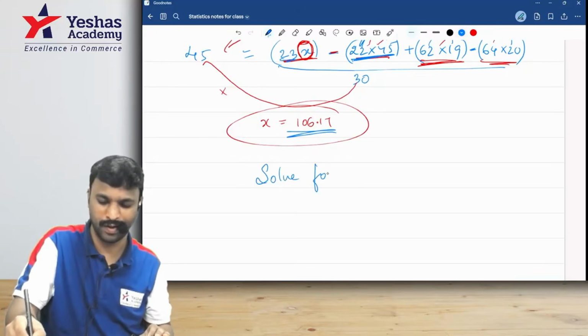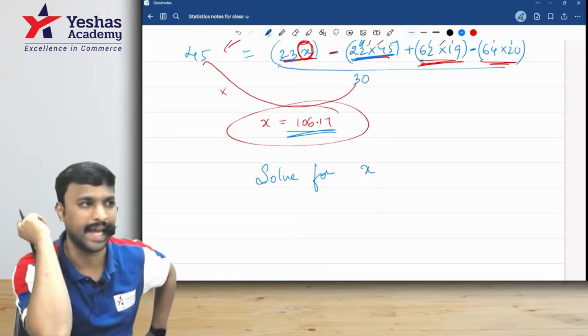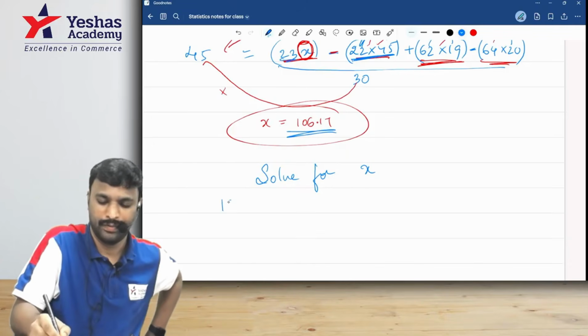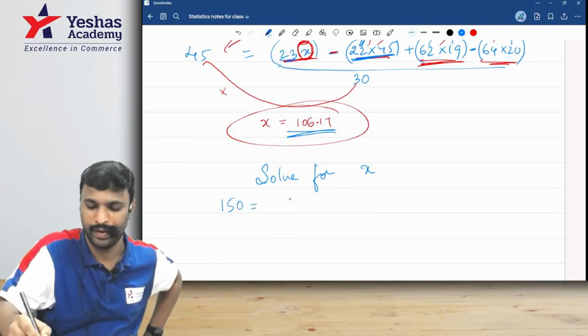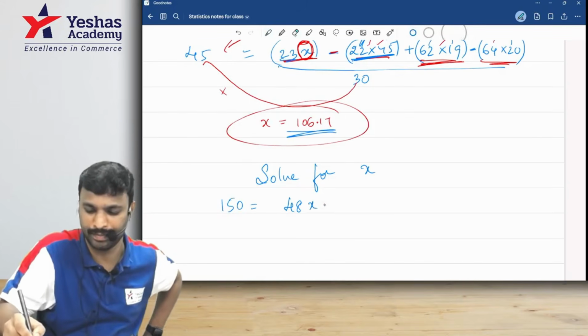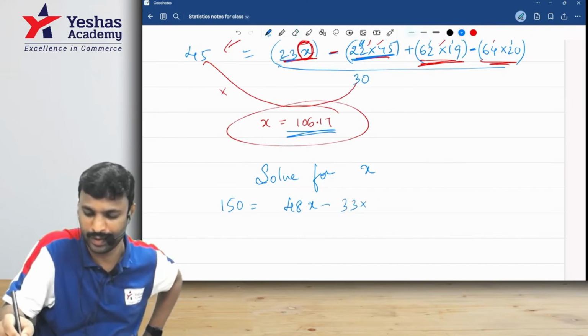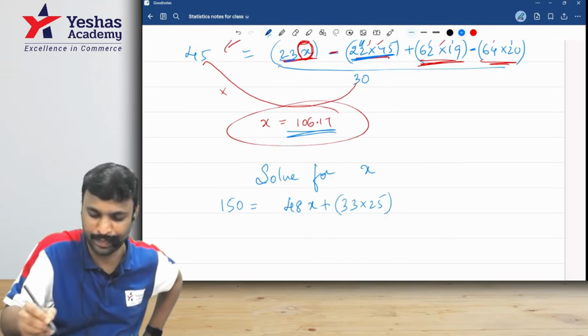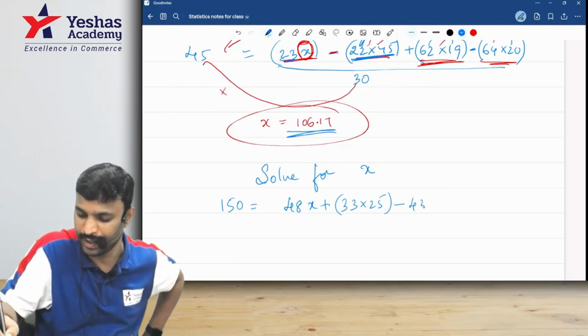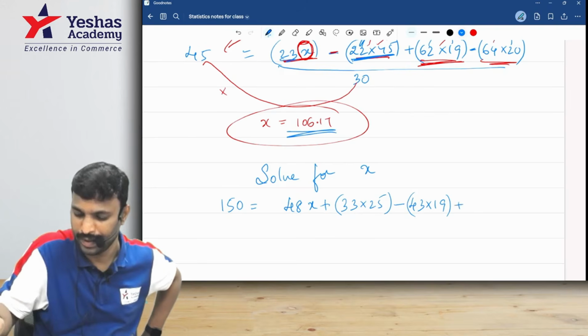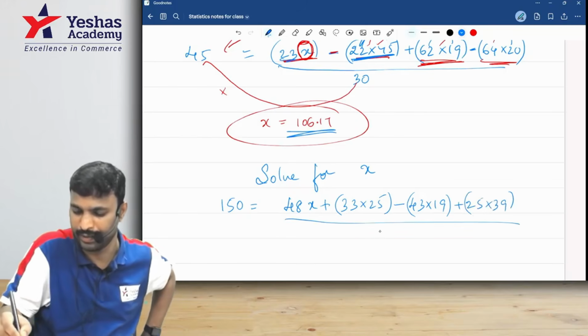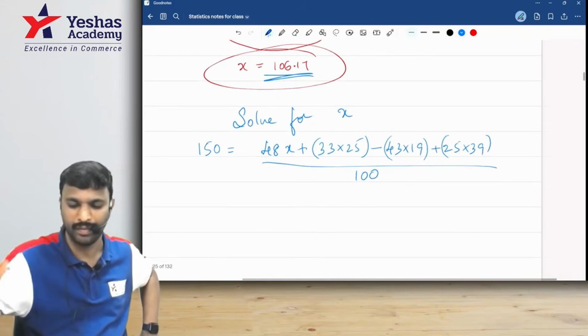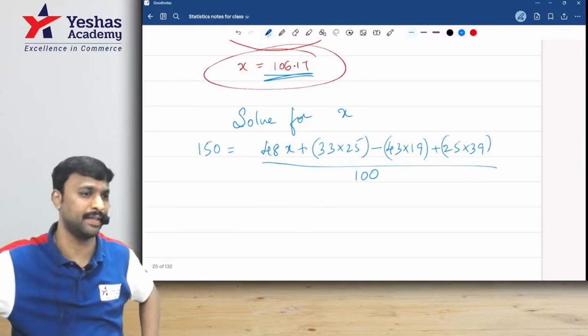Solve for x. Solve for x. 150 equal to 48x minus 33 into 25. We'll take plus this time. Minus 43 into 19 plus 25 into 39. In the denominator, we have 100. I want you to do this in one step in the calculator and tell me the result.